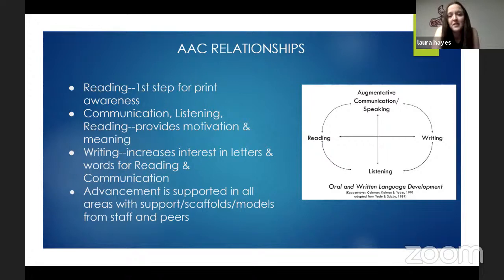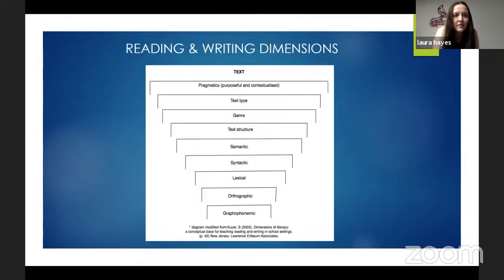For us, we have to think about advancing all the areas simultaneously so that we're supporting students' development. This is a really great dimensional chart that looks at how to build the dimensions of reading and writing, all the way from graphophonemic up through pragmatics and conventions. Why I like it is because I think that this lays it out in a way that's easily absorbable for us, so that we can teach it to our kiddos.